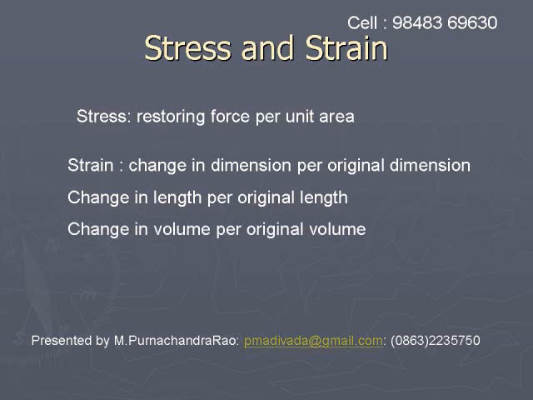That is, change in length per original length in the case of longitudinal strain, change in volume per original volume in the case of bulk strain, and angular twist in the case of shearing strain. Like this, we come across three types of strains: change in length by original length, change in volume by original volume, and angular twist.